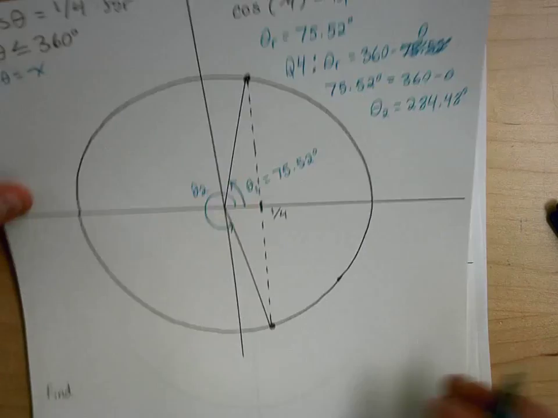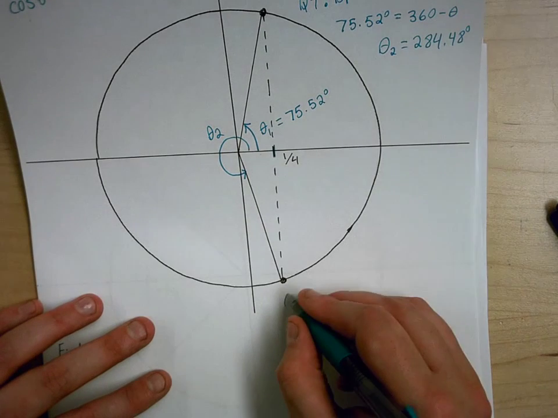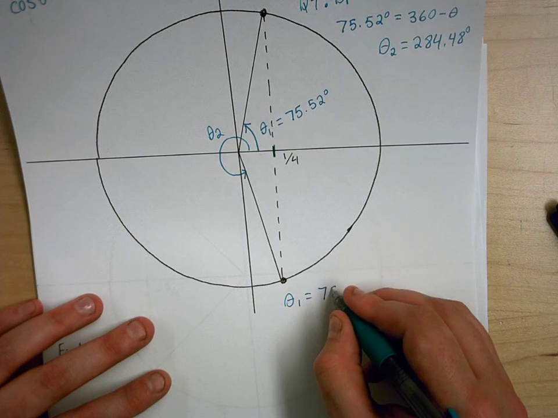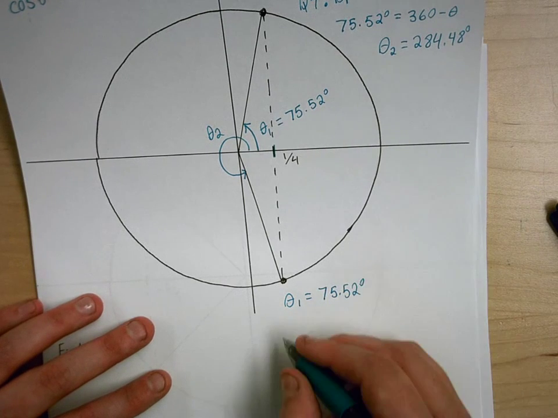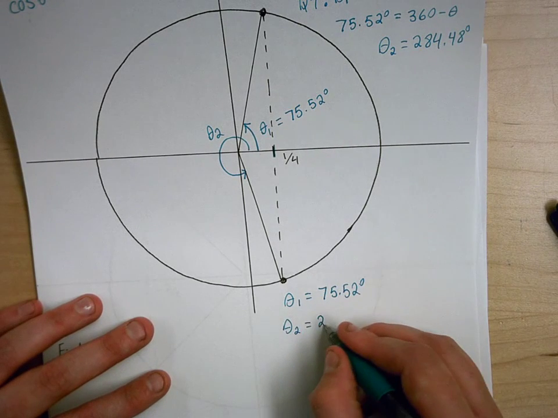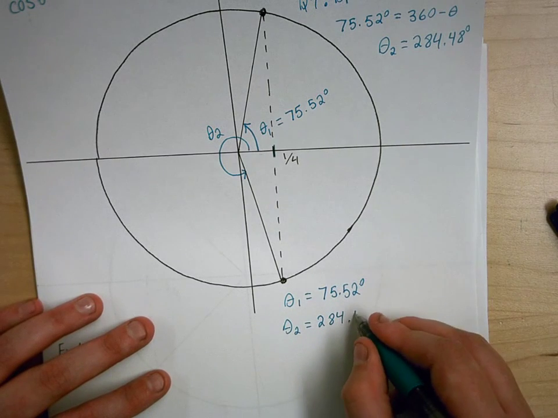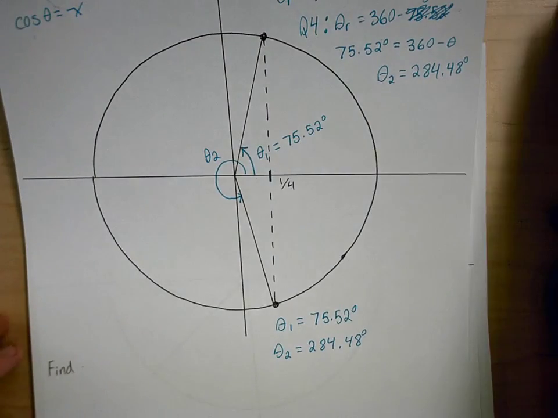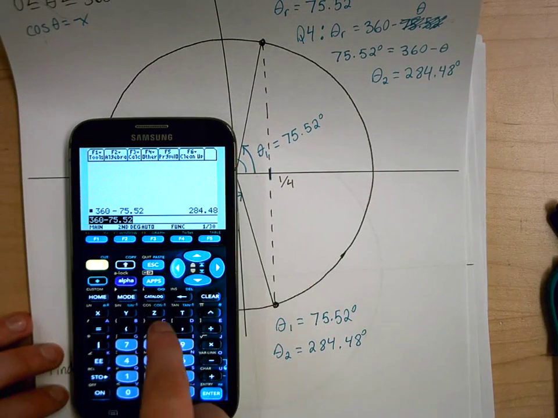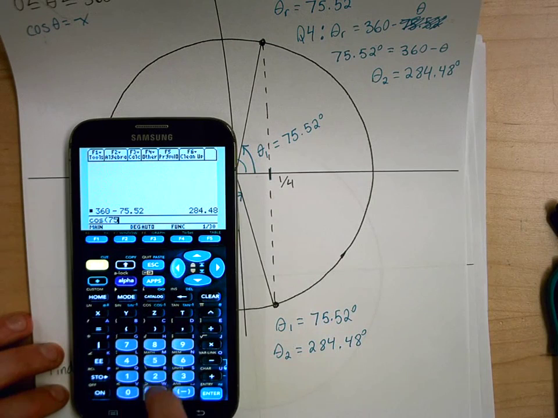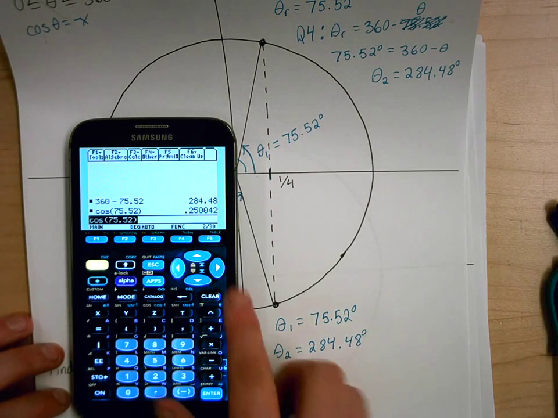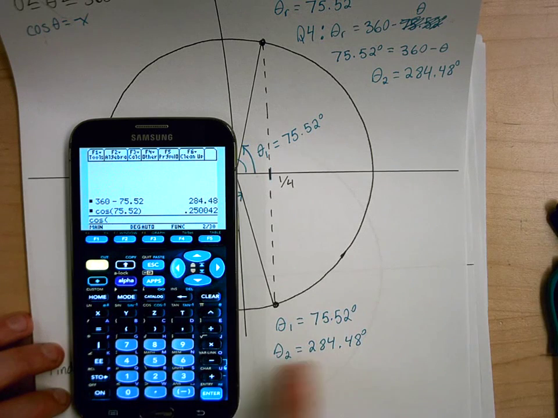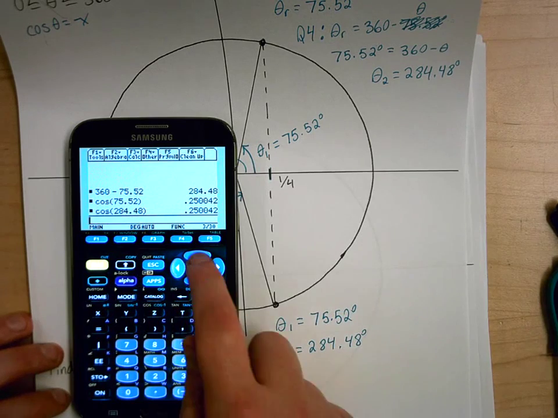All right, so my two answers are theta 1, 75.52 degrees, and my theta 2 is 284.48 degrees. All right, let's go ahead and check our answer again. So let's do cosine of 75.52. So we should get about 0.25. Perfect. All right, now let's check it again for this, 284.48. Wonderful. Those look great.